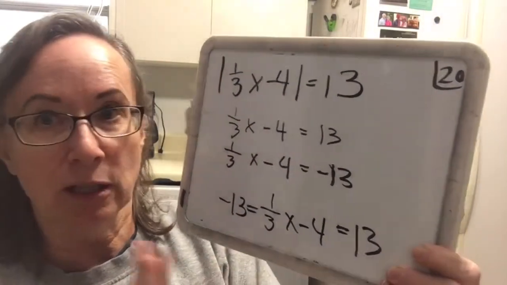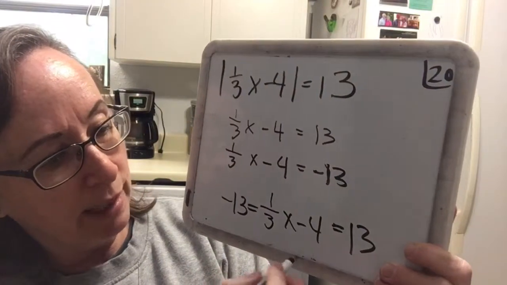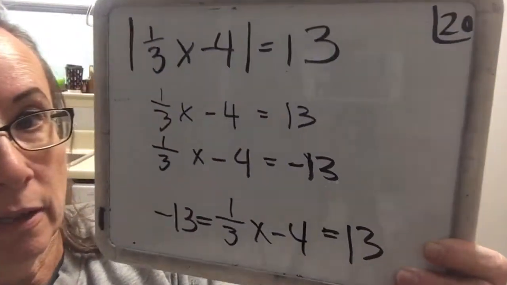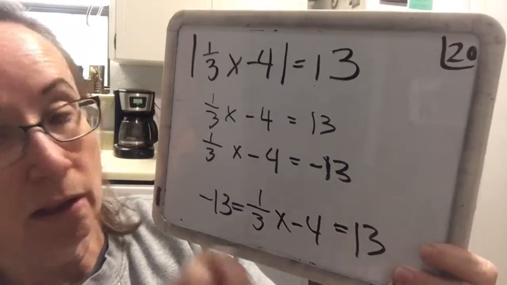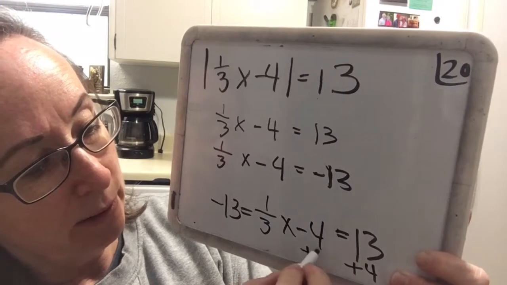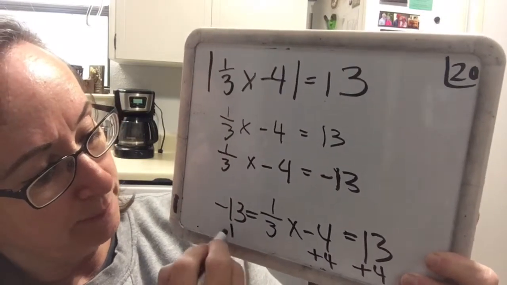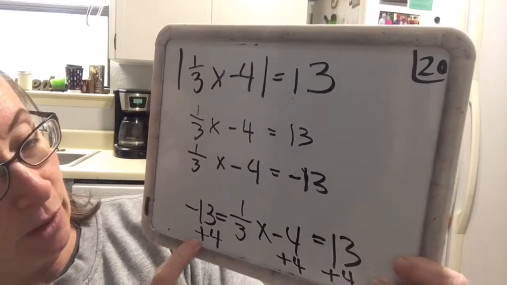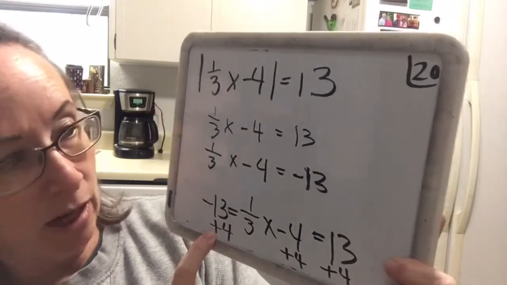So on this one, we have a little bit more to do, don't we? We're going to have to, since we're trying to get x by itself here, add a 4 to all three parts here. So we're going to add a 4, and add a 4, and add a 4. Okay, so now I come up with over here a negative 9.